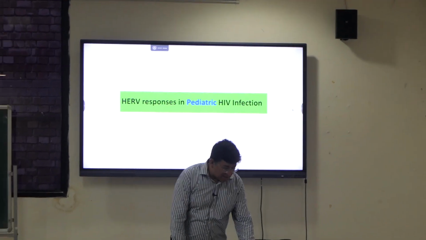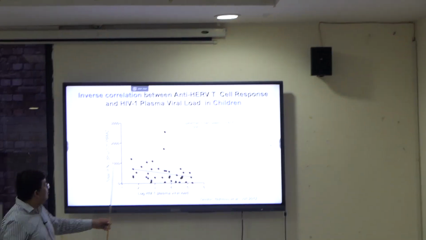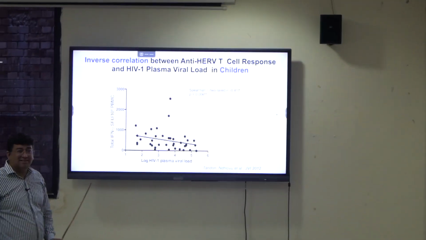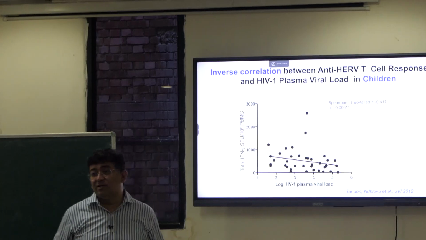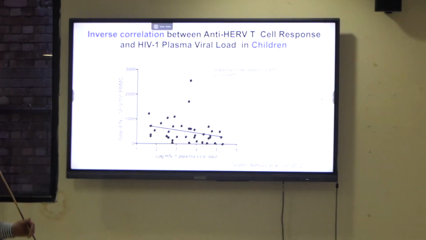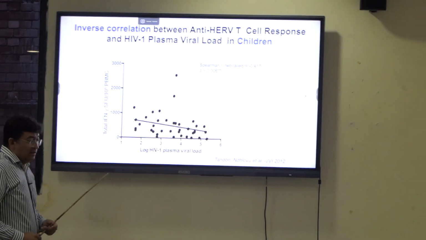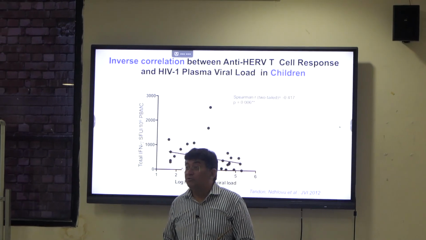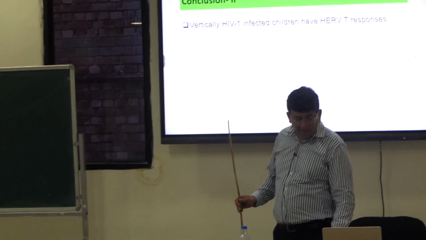Like primary HIV infection, primary infection in pediatric HIV infection also showed an indirect correlation, suggesting that both in children as well as adults with primary HIV infection, there is the same kind of indirect correlation between HIV plasma viral load and T-cell response against human endogenous retroviruses. Now, important categories. So this is the conclusion of this perinatal part.